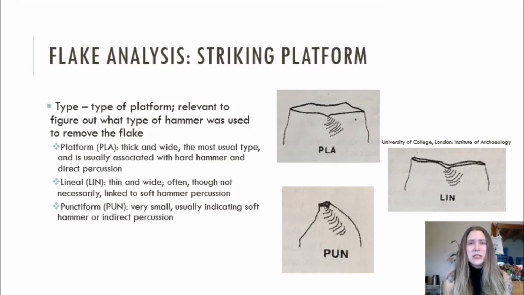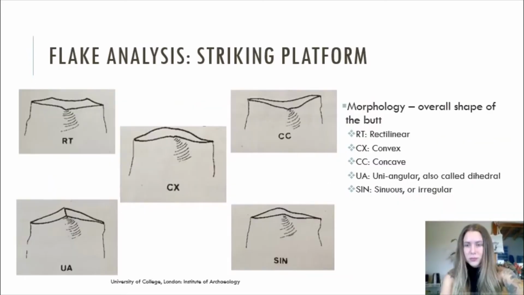The other type is lineal. It refers to platforms that are elongated and thin, and these are often representative of soft hammer percussion techniques. And then the final type is punctiform. These types have a very small pinpointed platform and usually indicate soft hammer use or indirect percussion methods.